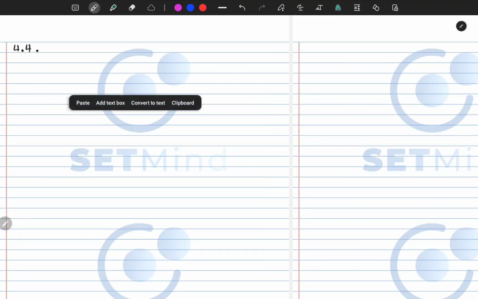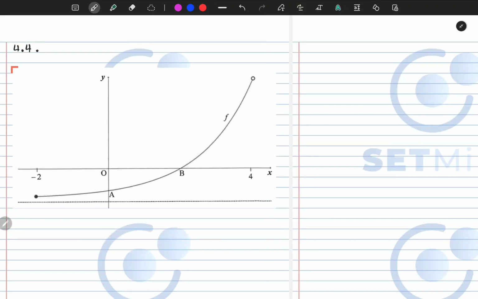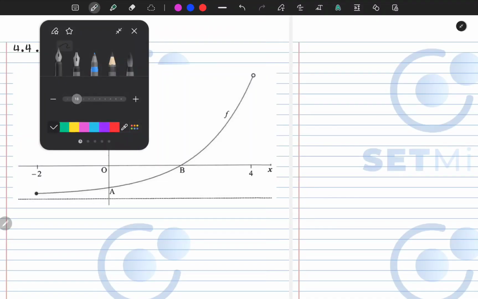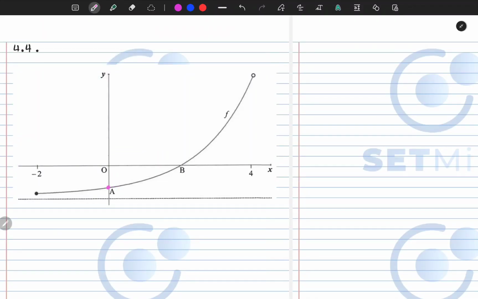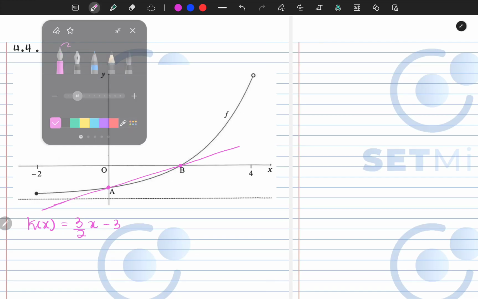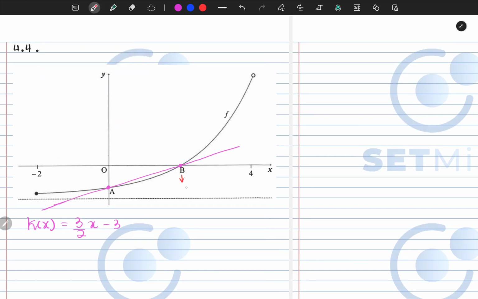For 4.4, let's quickly copy that graph. Then remember my k of x has a point here and here, and it is a line passing like that. And we have k of x. In fact, let me write what it is. We pull down the equation here. So k of x we found is 3 over 2 x minus 3. We know that our b here is at a coordinate of 2 and 0. So x is 1 is somewhere here.